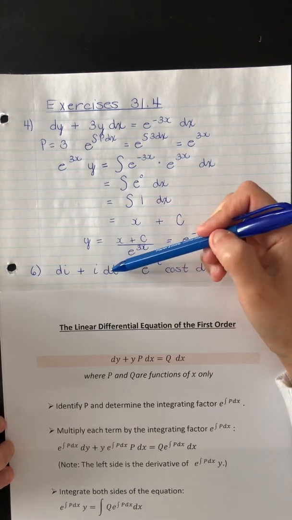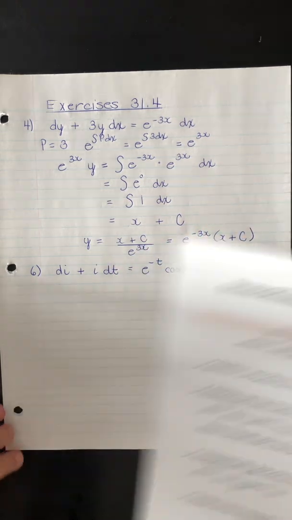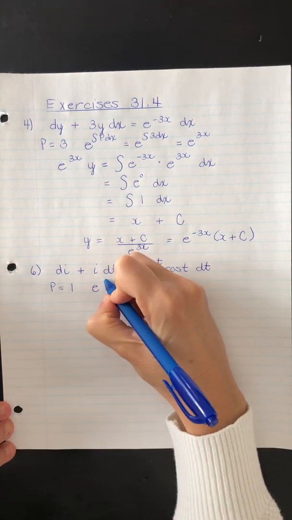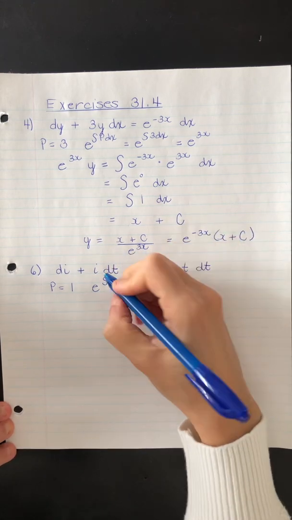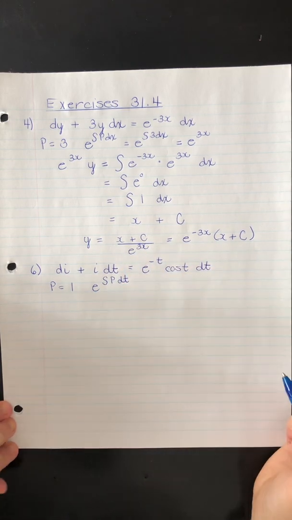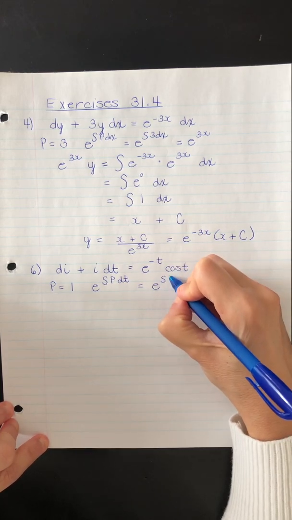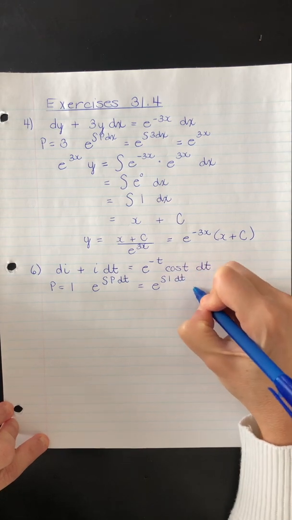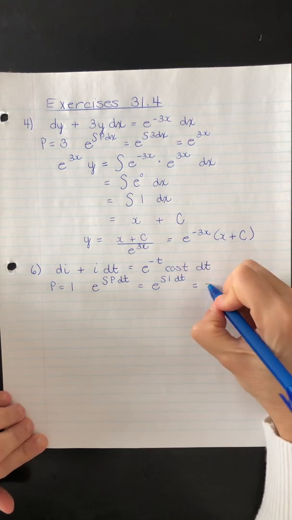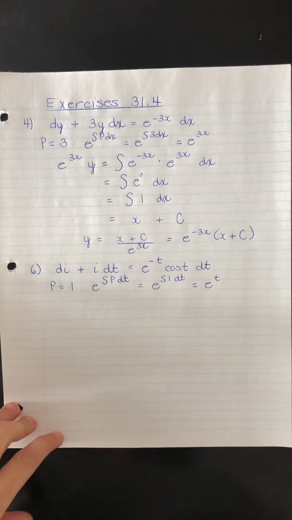So here's the I and the dt. There is nothing else in this term. So that means P is equal to 1. So we have P is 1. And the integrating factor is normally e to the integral of P dx. Well, it'll simply be e to the integral of P dt. And specifically here then, it's e to the integral of 1 dt. And when you integrate 1 with respect to t, you get t. So our integrating factor is now e to the t.